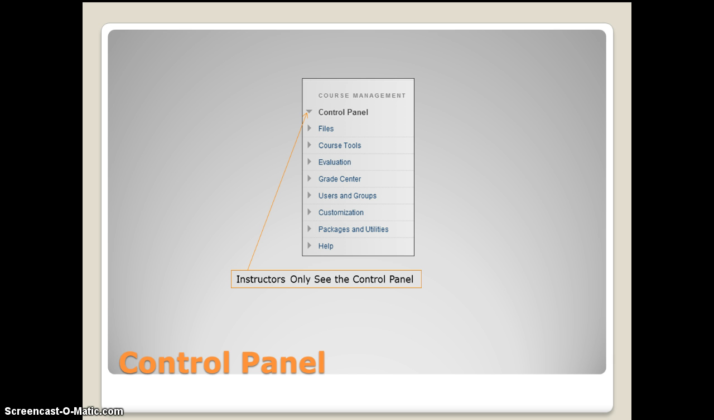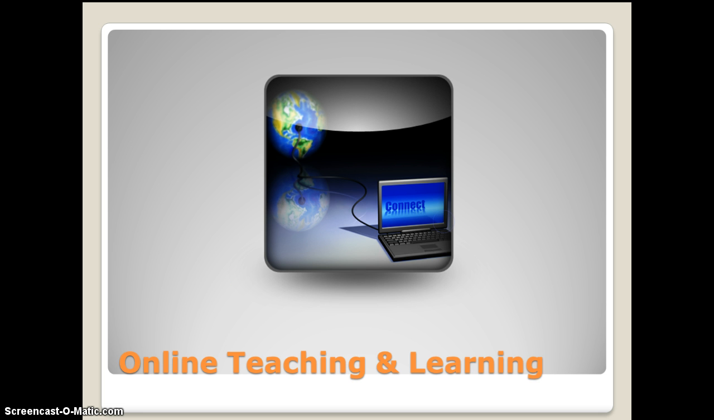What I mean by that is this: you're going to be developing your course. Then after that, you're going to take the course and move it over to a live shell. Every semester, you're going to take your content and move it over to the new shell. It's a very easy process. Only instructors see the control panel area. So that's about it. Those are some main components in your Blackboard shell or online class.